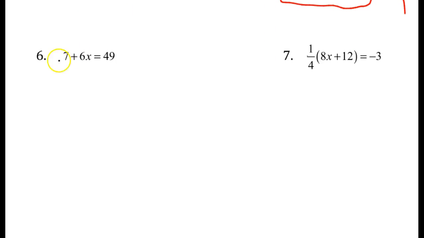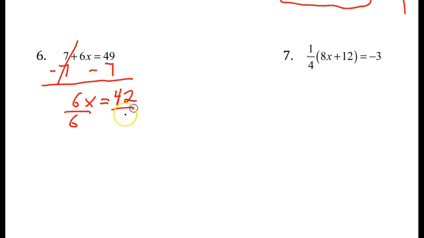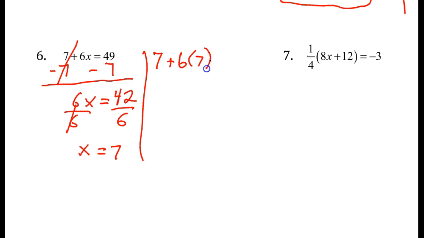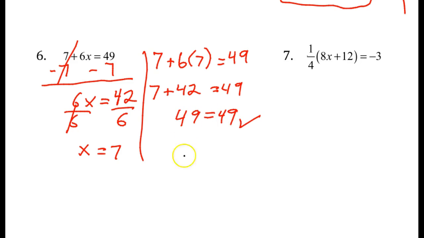Let's keep this going. Subtract 7 on both sides. We get 6x equals 42. Divide both sides by 6. So x equals 7. Do a check. Does 7 plus 6 times 7 equal 49? And sure enough, it does. Still have to write out all the work and prove it. Your last step on a check should be same number on both sides.